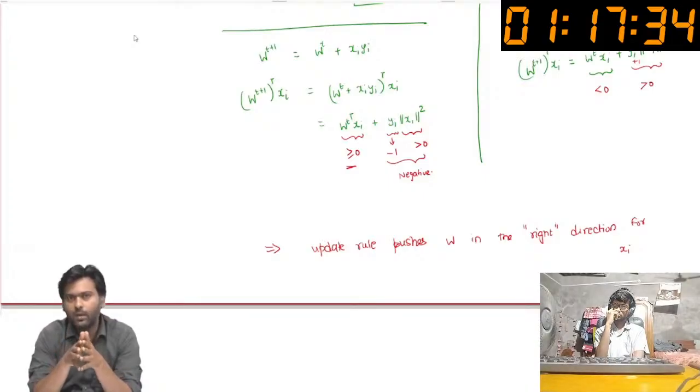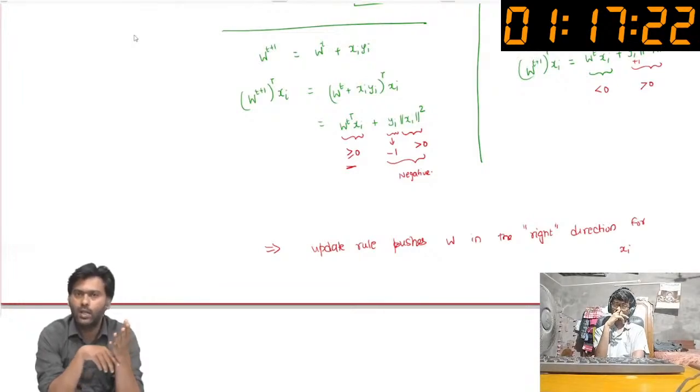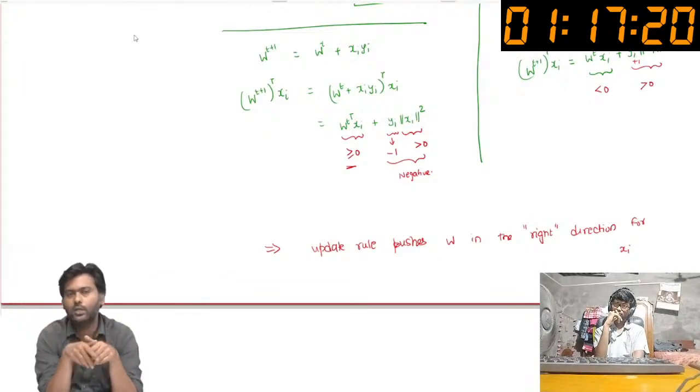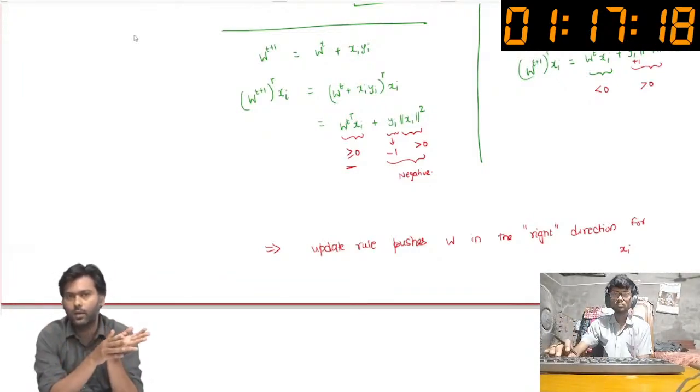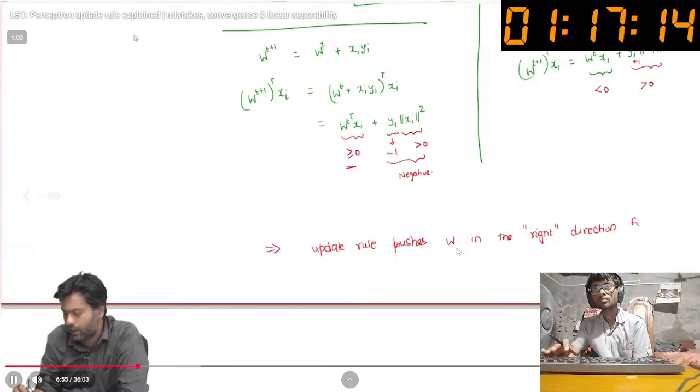But that does not mean that the mistake that I corrected here for this xi, yi is not affecting some other data point in my data set which was earlier correct, but then because I made this change, has now become incorrect.